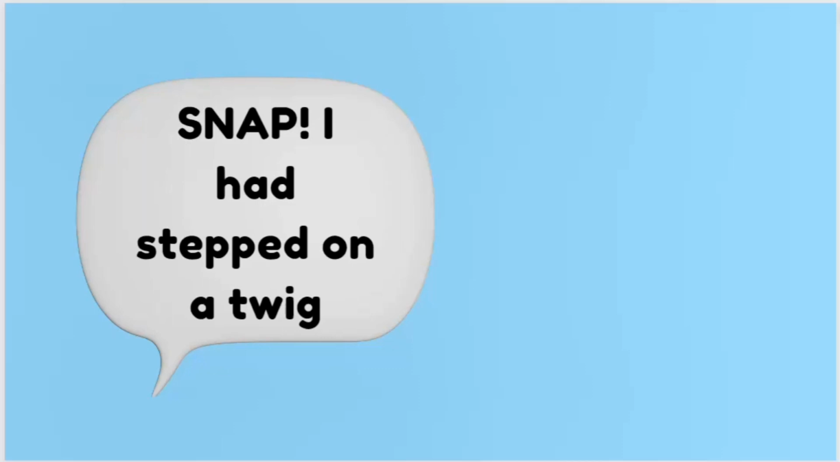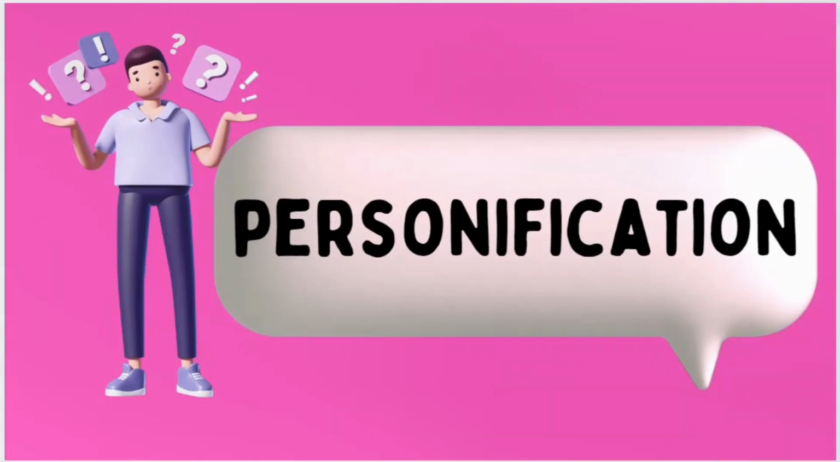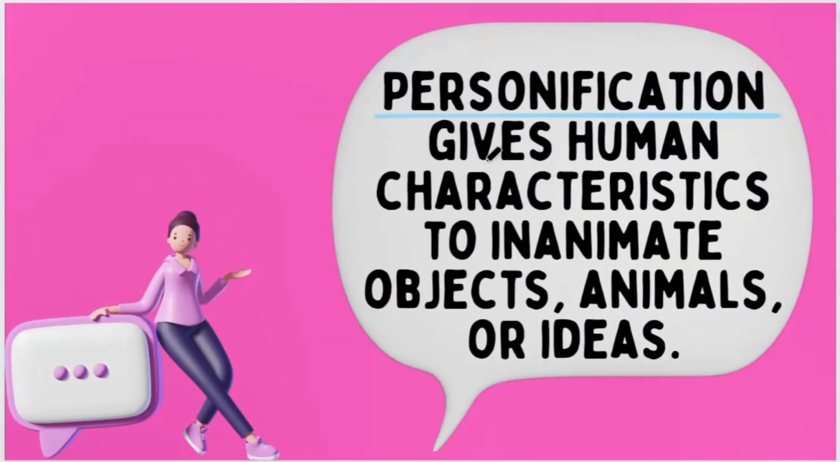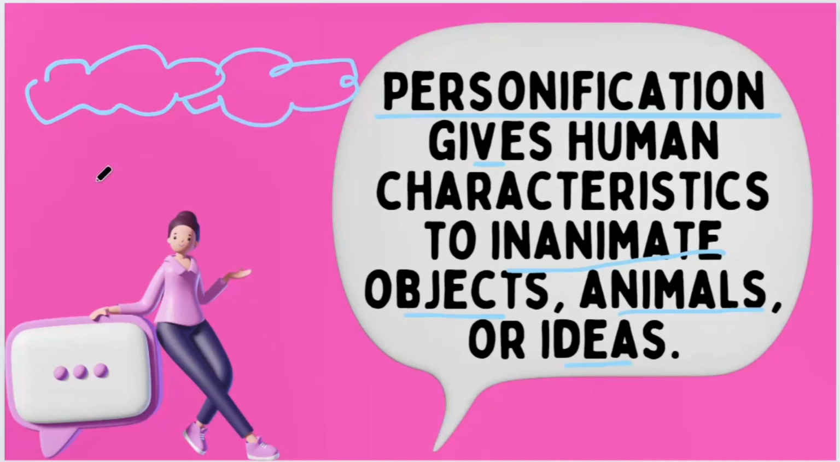Like this. And then we have personification. Personification gives human characteristics to inanimate objects, animals, or ideas. So, what does it mean by personification? In simple words, for example, if you want to describe a stormy night and you say the clouds were groaning, so clouds cannot groan. Groan is something that belongs to a human.